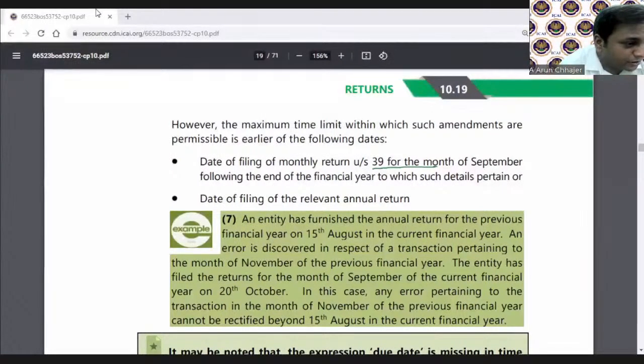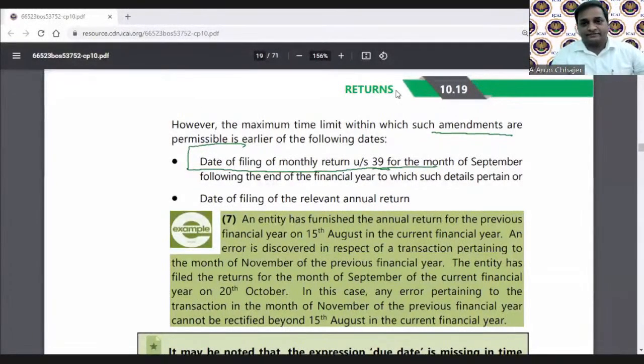Next, following September or before annual return, whichever is earlier, 16.4 is the due date, 20th October or 31st December, whichever is earlier. Namrata, you are saying 20th October because you are talking about due date. If you compare the maximum time limit within which such amendments are possible, that is talking about date of the filing of monthly returns. 16 for due date, absolutely correct.